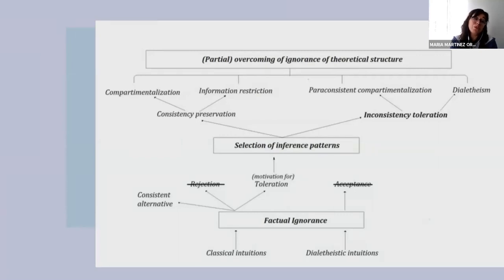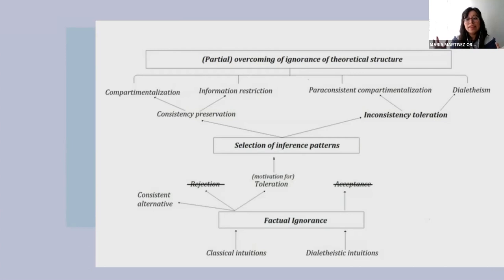But in order to do something like that, we must seek inference patterns that allow us to work with this contradiction or with this inconsistent information. When looking for these inference patterns, there can be at least two types: consistency preservation ones or inconsistency toleration. Depending on the particular case in which we are working, we can say, okay, what seems to be happening is that people were consistently compartmentalizing the information, or they have a type of information restriction strategy. But we can also identify certain cases in which paraconsistent compartmentalization was doing the job. And maybe there are certain cases in which, once we are tolerating the contradiction and scrutinizing the historical record or the evidence that we have, dialetheism is the option.